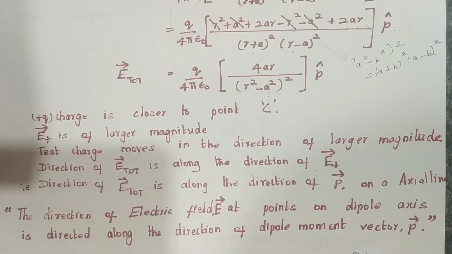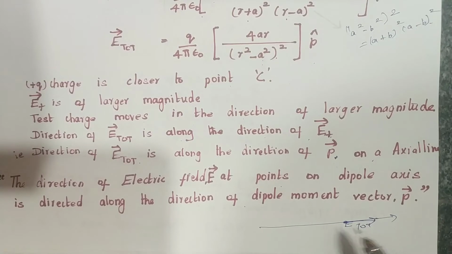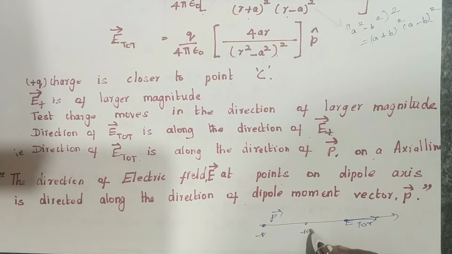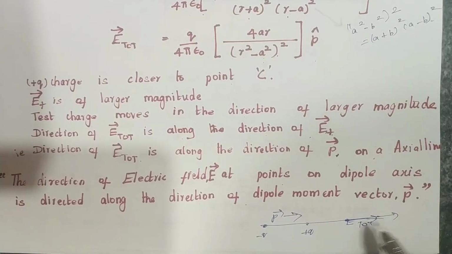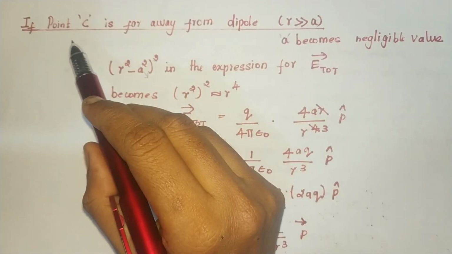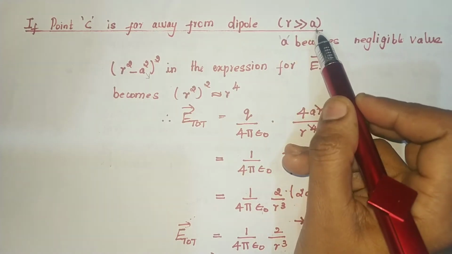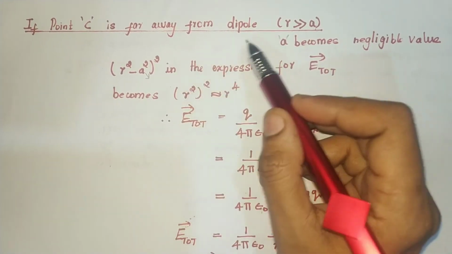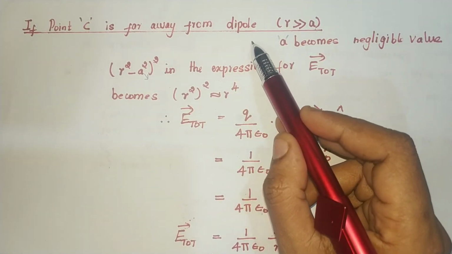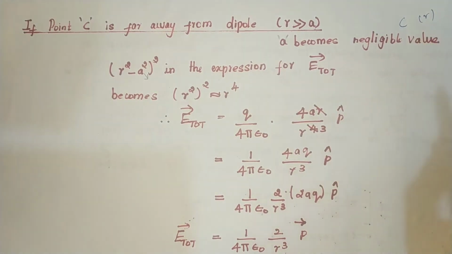இப்போ the axial lineல E total vector இந்த directionல இருக்குன்னா dipole moment P vector is also directing from minus Q to plus Q. So they are along the direction of the axial line. Students, if point C is far away from dipole, R is far greater than A அப்படின்னா நமக்கு எக்ஸ்பிரஷன் என்ன ஆகும்னு பார்க்கலாம். ஓகேயா? நம்ம E total vector எக்ஸ்பிரஷன் கண்டுபிடிக்கும் போது C is at a distance R from origin பார்த்தோம்.